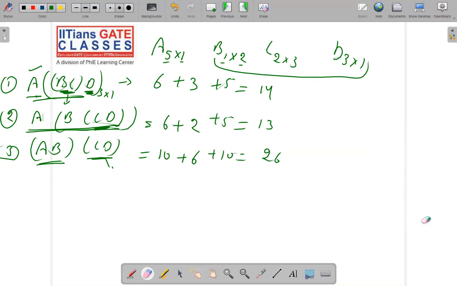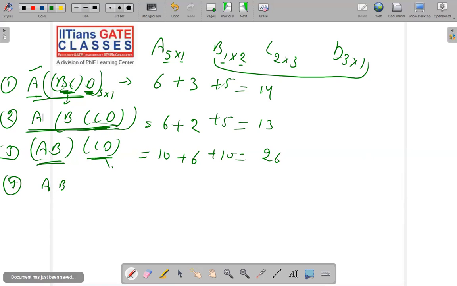Sometimes you see that these cases are given and you just have to do the multiplication and calculate the efforts or number of operations. That's it, and you are good with the answer.